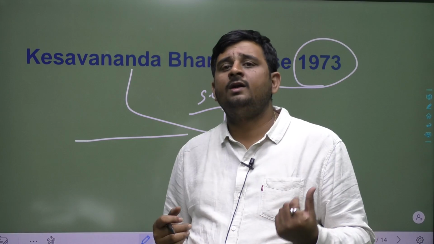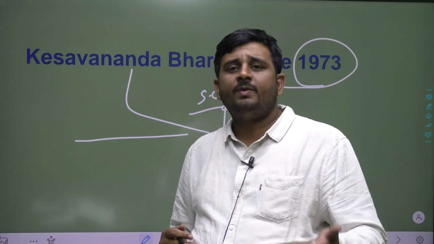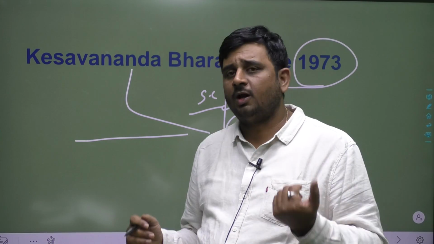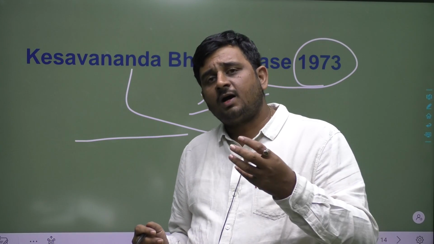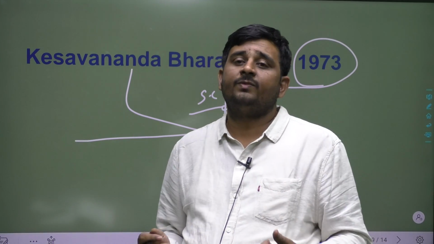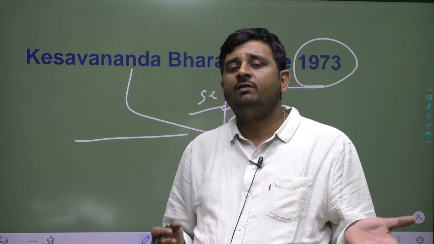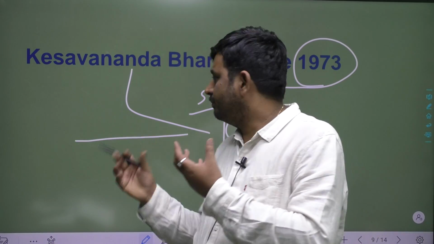We will try to understand. If there is no basic structure theory, automatically Parliament has a chance to become a monarch. According to the basic structure, if the Supreme Court expresses its opinion, automatically Parliament can be controlled, and the judiciary also. We will try to understand this basic thing.